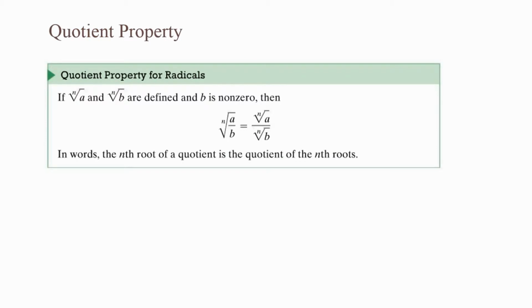Quotient property for radicals. If the nth root of a and the nth root of b are defined and b is non-zero, then the nth root of a divided by b equals the nth root of a divided by the nth root of b. In words, the nth root of a quotient is the quotient of the nth roots.